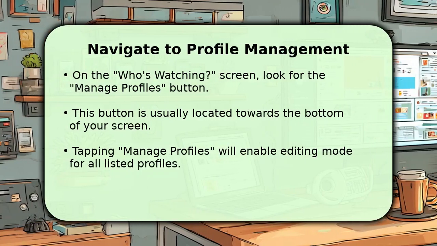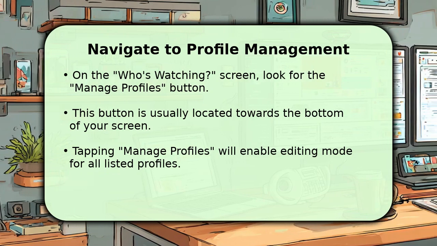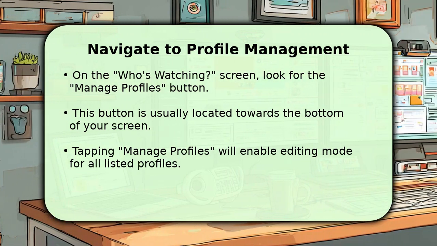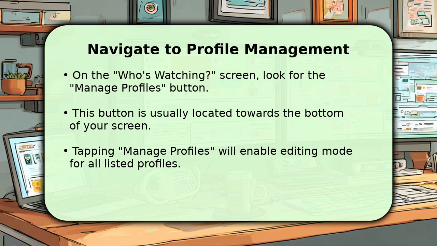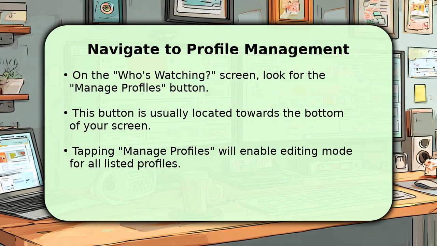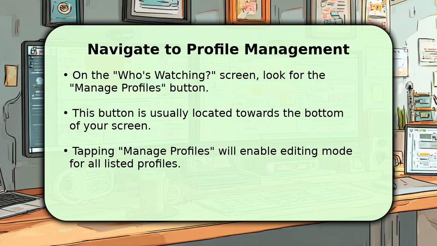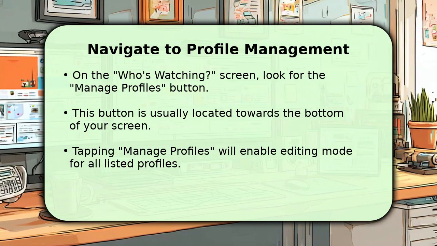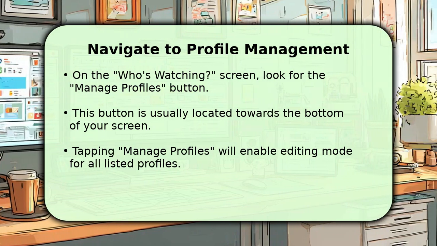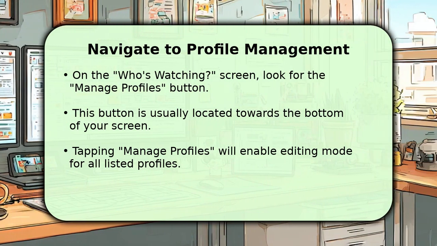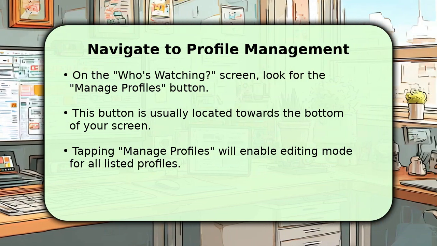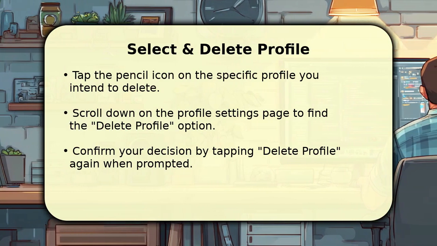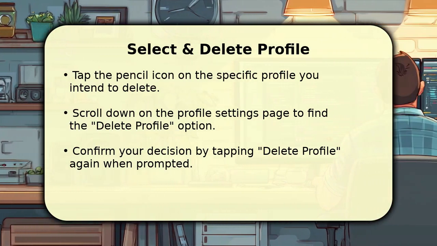From the Who's Watching screen, your next step is to locate the Manage Profiles button. This crucial button is typically found towards the bottom center of your screen. Once you tap Manage Profiles, an edit icon, resembling a small pencil, will appear over each existing profile. This indicates that you are now in the editing mode, ready to select the profile you wish to modify or remove. Now, tap on the pencil icon that appears over the specific profile you wish to delete.